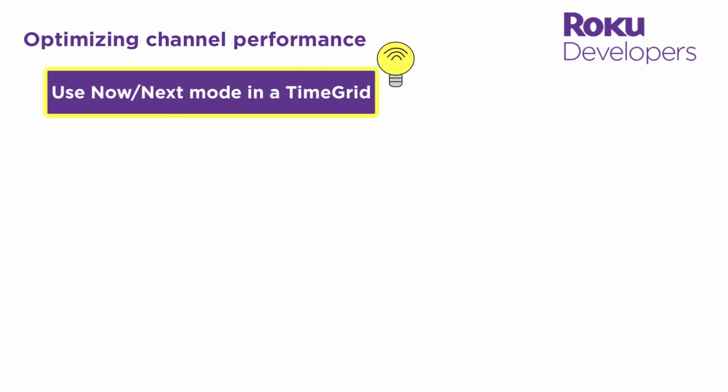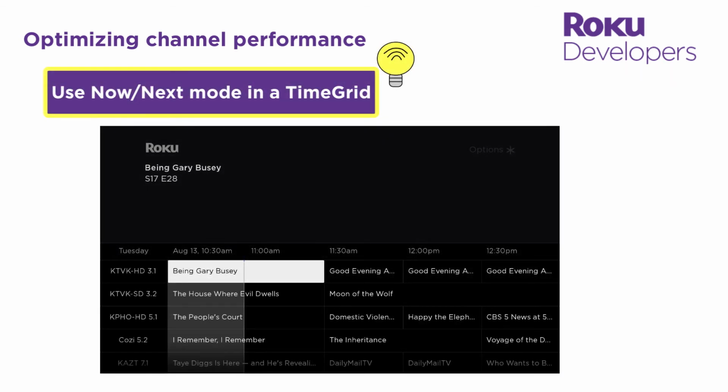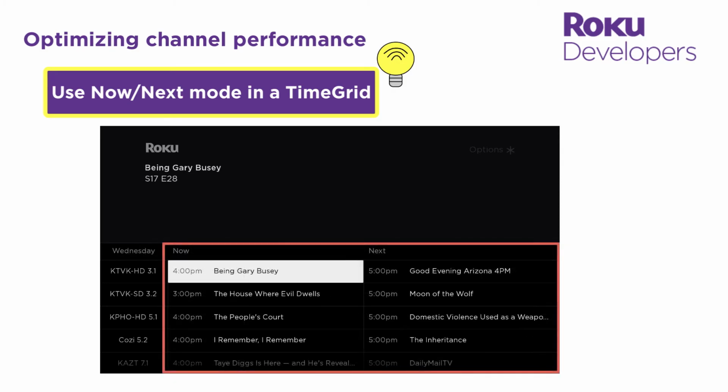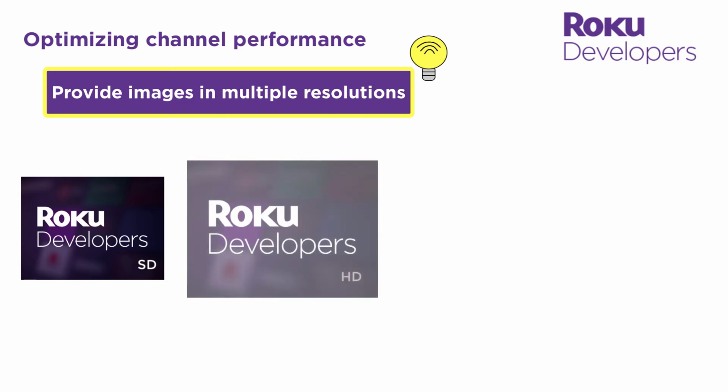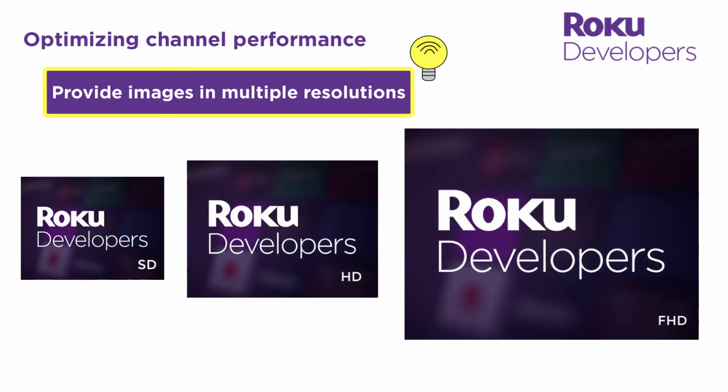If you plan on incorporating an electronic program grid or EPG in your channel, another related tip for loading less data on lower end devices includes using the Now Next mode in Roku's Time Grid node. This mode only displays columns for the programs currently and subsequently airing on each channel instead of hours of upcoming programming. For the images that you display in your channel UI, you should provide standard, high def, and full high definition versions of them. This way, your channel can load the appropriate image matching the resolution of the target screen.